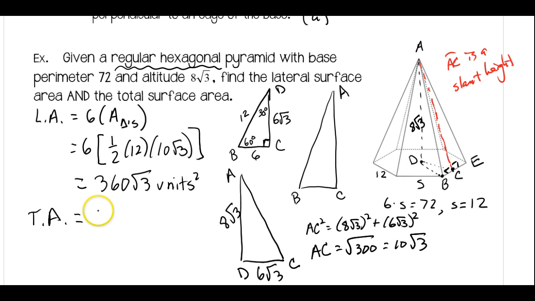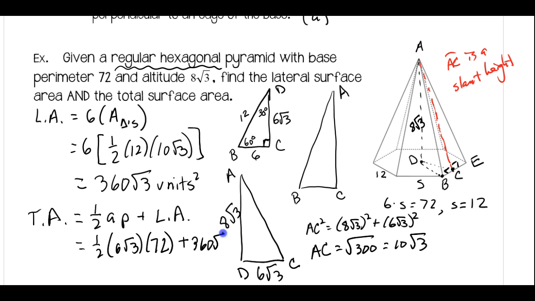That's going to be 1/2 AP, so that's for the base, plus the lateral area. So that's going to be 1/2 times 6 root 3 times 72 plus the lateral area, which was 360 root 3, and that should give us 576 root 3 units squared.